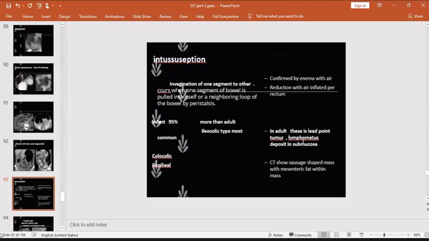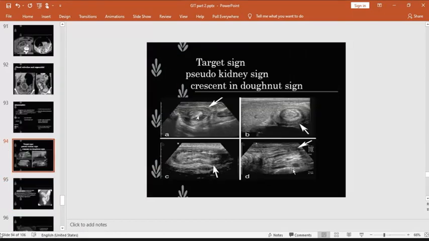The leading cause could be a tumor, lymphoma, or a deep lesion in the mucosa. By ultrasound, we see a doughnut with mesentery inside. If you look for this, the target sign, pseudokidney sign, and crescent sign are all features of intussusception. Bowel within the bowel: this is a target sign. This is a target sign. This is the pseudokidney sign.